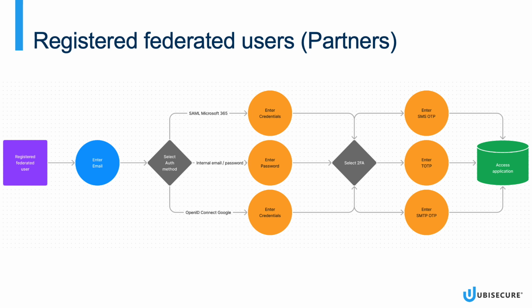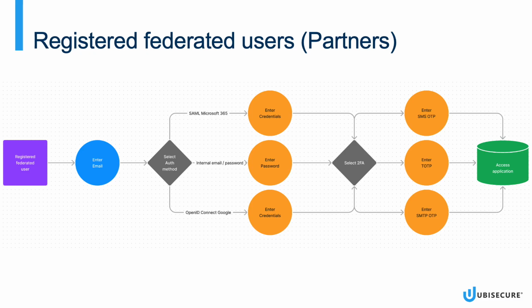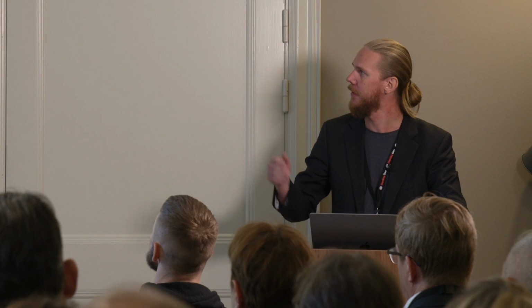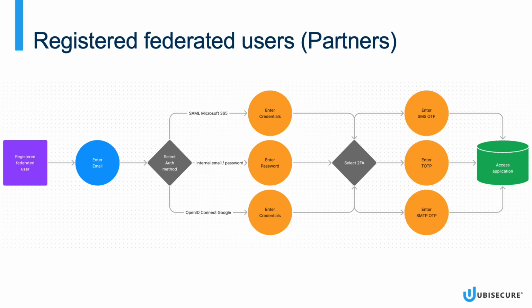In this case, as they are a registered user and have some kind of information in our system, it might be that they have enrolled into TOTP and could use that. Otherwise, we might provide the different options of SMS OTP if the mobile phone is returned in the claims coming back. Or at least we have the SMTP OTP option to send an email to them with the code that they enter. And this provides access to the specific application.